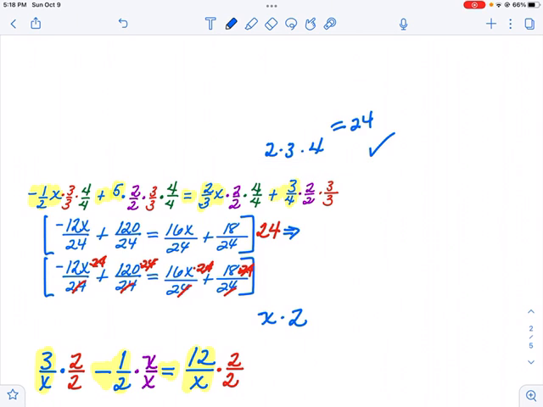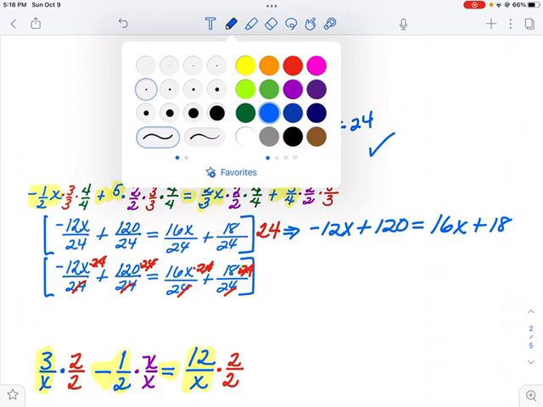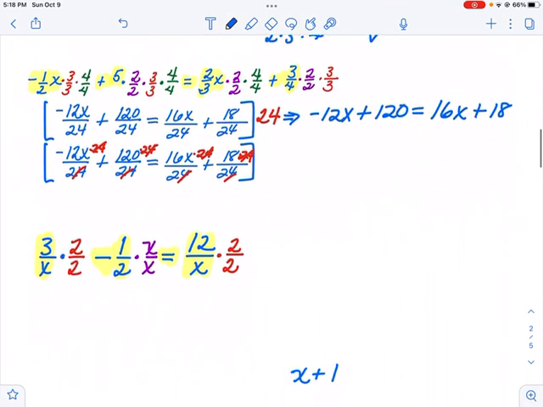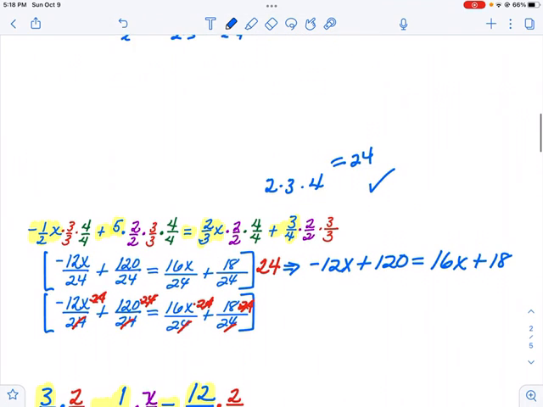So now you get this, negative 12x plus 120 equals 16x plus 18, okay? So the denominators are completely gone. Now you have a linear equation. So all you have to do now is just, oops, I think I might have duplicated something there that I did not mean to, but that's quite all right.